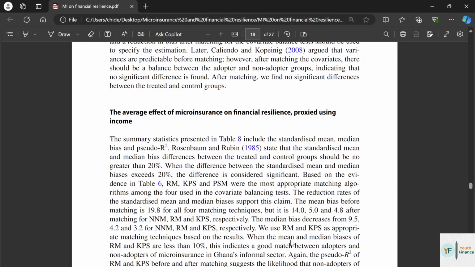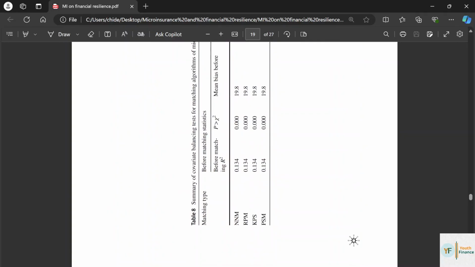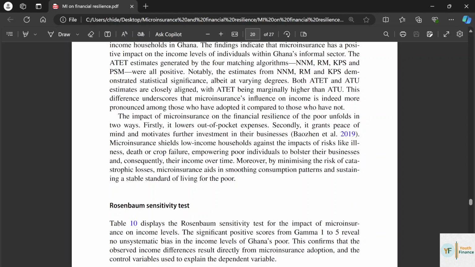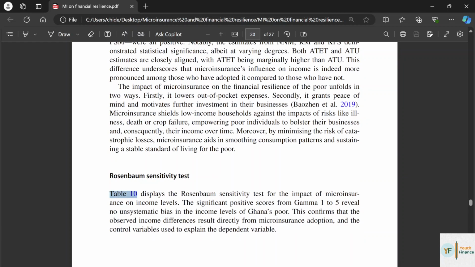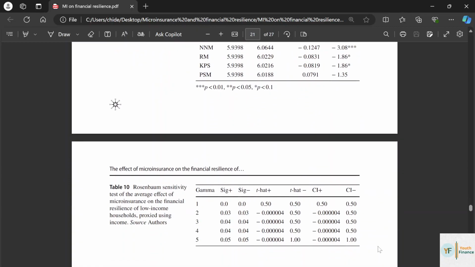So after that, because we are using propensity score matching, we went ahead to check the average effect of microinsurance on the financial resilience through the income. So table 8 and table 9 deal with that average effect, and then table 10 handles the sensitivity test for the average effect of microinsurance on income. Then we also have the average effect of microinsurance on precautionary savings. These are just the tables I mentioned up there.